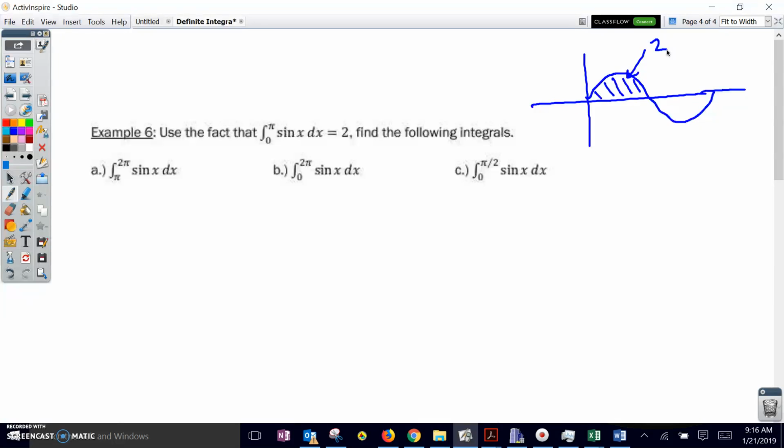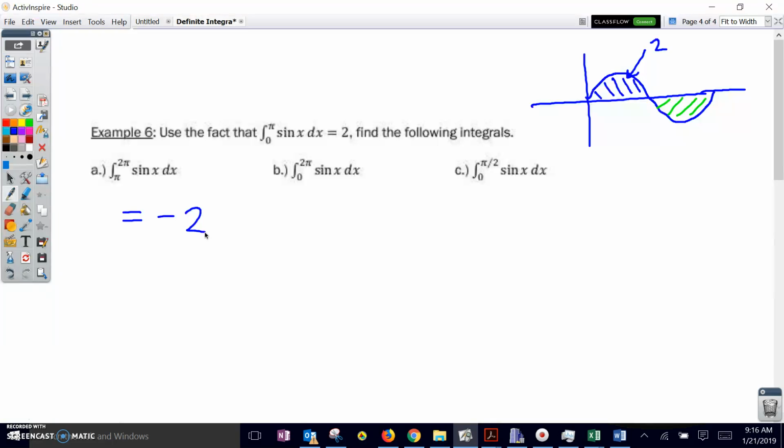Alright, so that means that the area under any arch is 2, and if that arch is below the axis, the integral is going to count it as a negative value. So let's go ahead and find these values. The integral from pi to 2 pi of sine of x is the area of this second arch, the one that is entirely under the axis, and so the value of that is going to be negative 2.